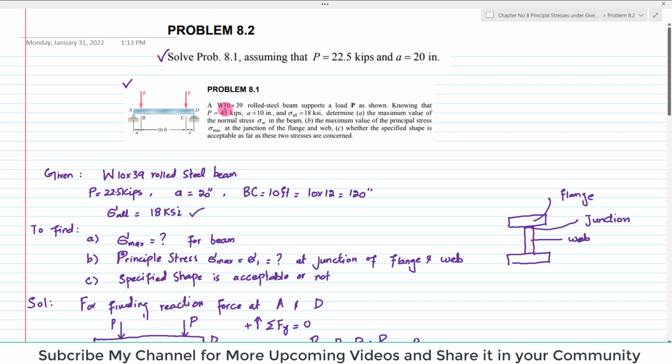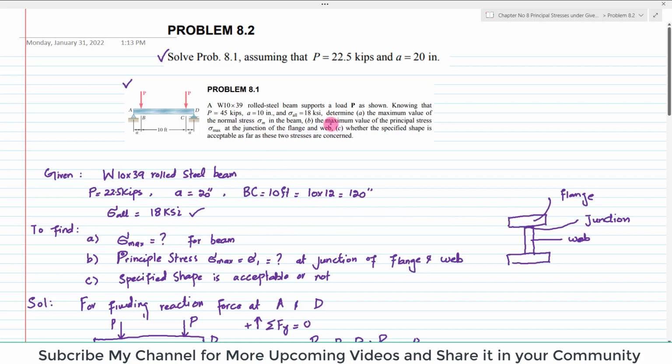The statement is given: W10x39 rolled steel beam with load P equal to 22.5 kips, given A is equal to 20 inch, and this distance BC is 10 feet, which in inch is equal to 120 inch. Also it is given that the allowable stress is 18 ksi. So you have to find the maximum value of normal stress in the beam, which is sigma max, at the top of the flange. Clear?